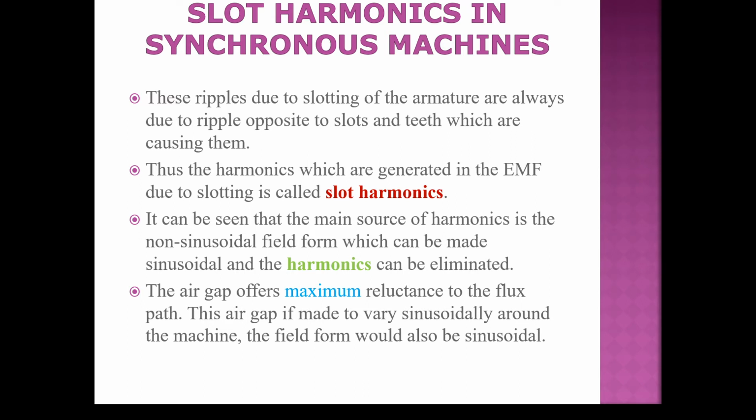The air gap will offer maximum reluctance to the flux path. If this air gap is made to vary sinusoidally around the machine, the field form will also be sinusoidal. So what we are saying here is that maximum reluctance to the flux path is given by the air gap. If we make it vary sinusoidally, then ultimately the field form is also sinusoidal.